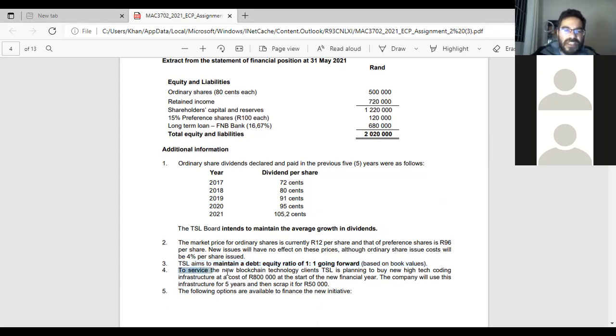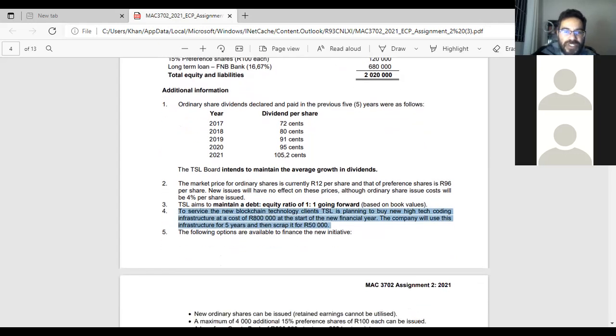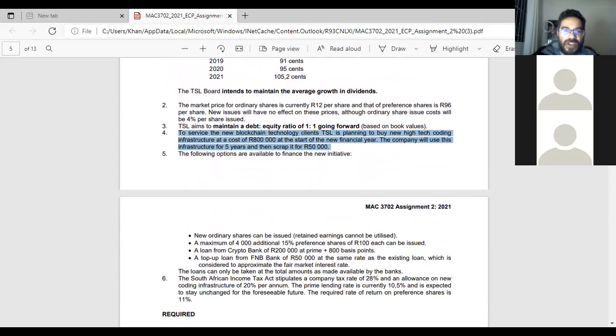They say to service the new blockchain technology clients, TSL is planning to buy new high-tech coding infrastructure of 800,000 Rand at the start of the new financial year. The company will use this infrastructure for 5 years and then scrap it for 50,000 Rand. Once again, you're going to see the relevance of that. Not important for the WACC. It's going to be important, I think, for part C or part D of the question. Then they say the following options are available to finance the new initiative. That's not important to us at the moment, so we're not going to bother with that.